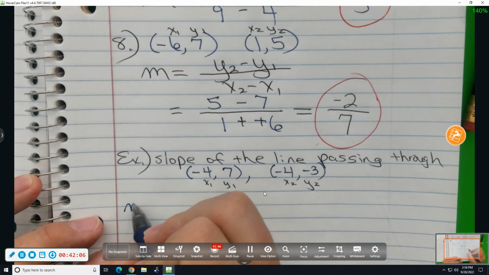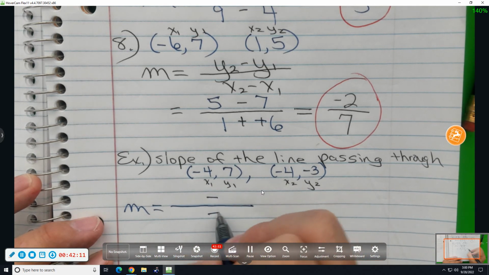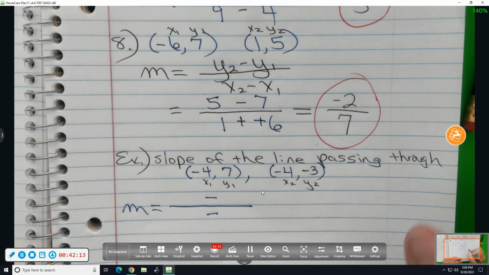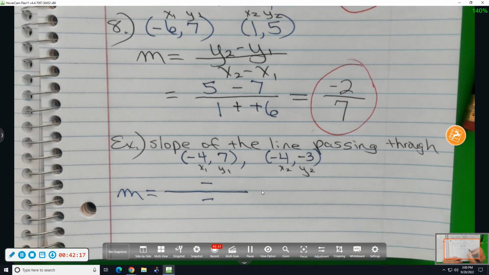I'm running out of room. You want me to do it because I can write smaller? I'm going to try to write smaller. Okay. That's negative 4, negative 3. You're right. The first one is negative 4, 7.